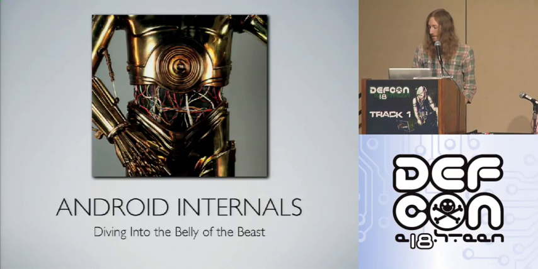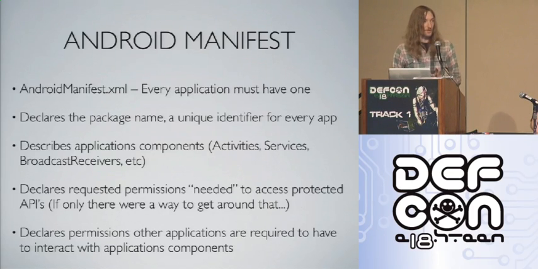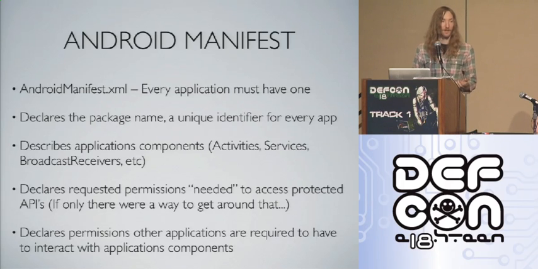So first thing, Android internals. The Android manifest is basically just a big XML file that every Android application needs to have. The manifest is going to define your package name, which is a unique identifier for every application that's going to be in the market, and this is going to be your com.android.whatever. That's your package name that you usually see. Also, it's going to describe all the various components within the application itself.